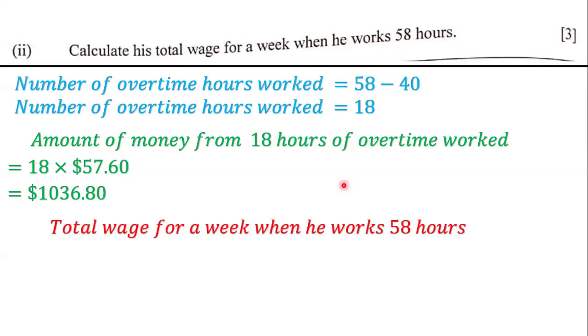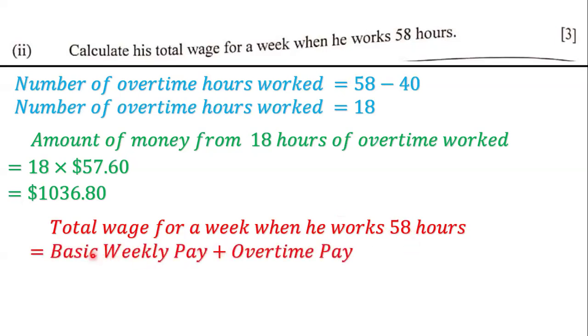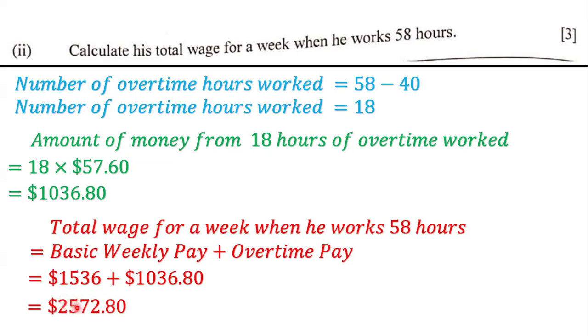Next, we have to determine his total wage for a week in which he works 58 hours. So we have to add what? The basic weekly pay plus the overtime pay. And so what he gets paid for his normal work week is $1,536, and we add that with overtime pay, which is $1,036.80, and we get $2,572.80. And that's the total wage. That's his total wage for a week in which he works 58 hours, and that's the answer to this question.